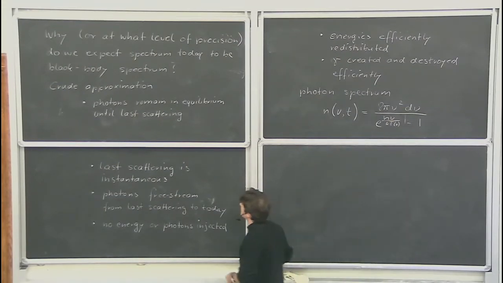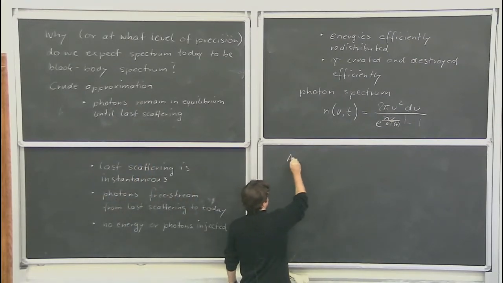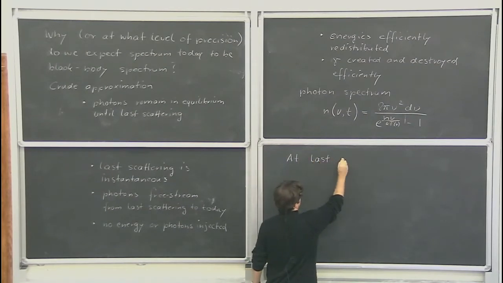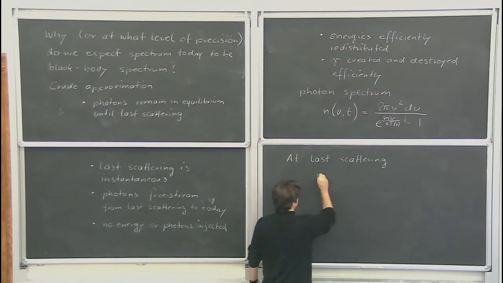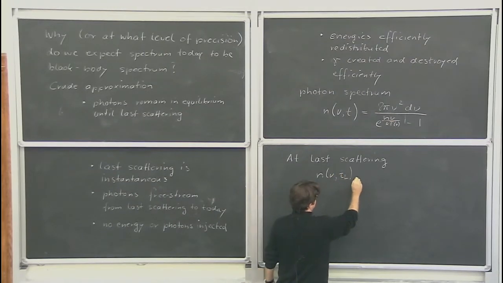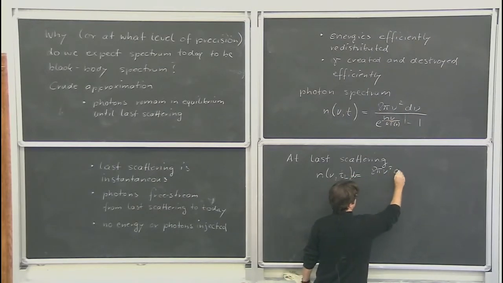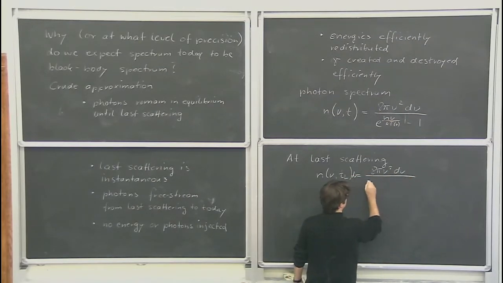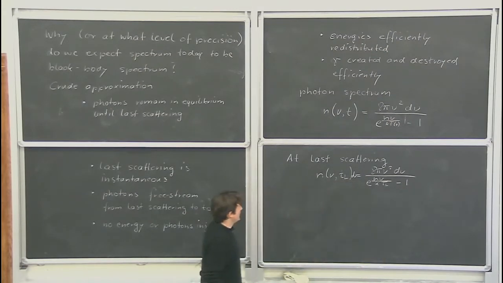Okay, so by assumption, here we're saying the photons remain in equilibrium until last scattering. So at last scattering, we still have a black body spectrum. So we have that the spectrum as a function of nu at last scattering is still 8 pi nu squared d nu over e to the h nu over k times the temperature at last scattering, minus 1. And so now the photons free stream.